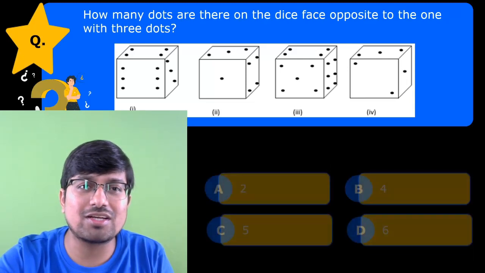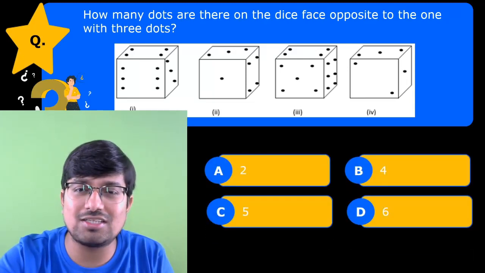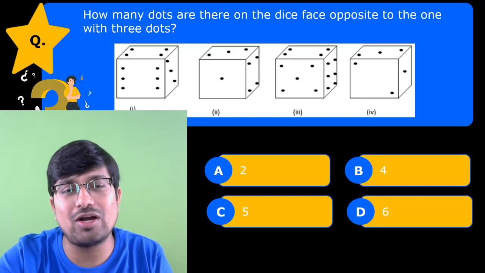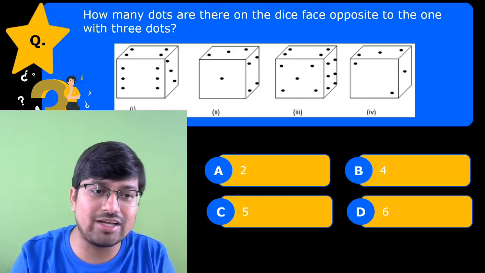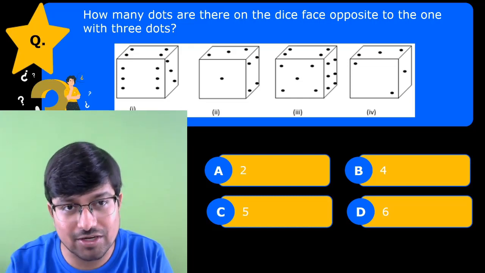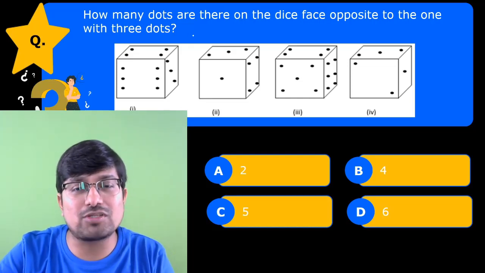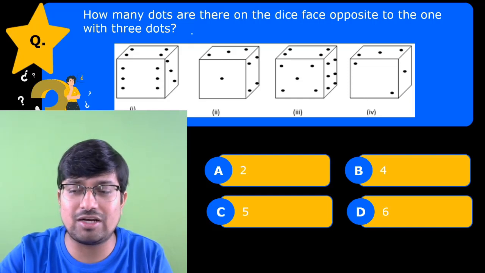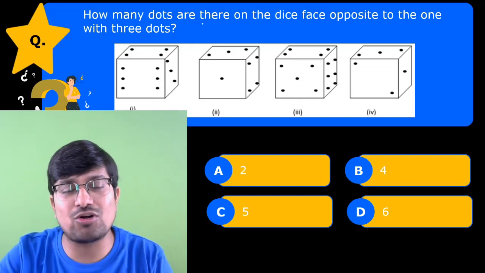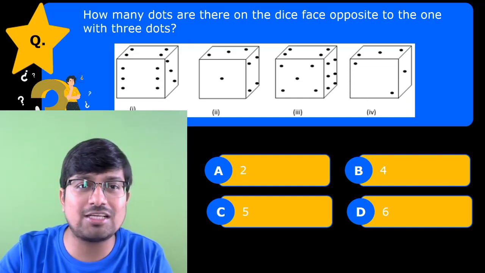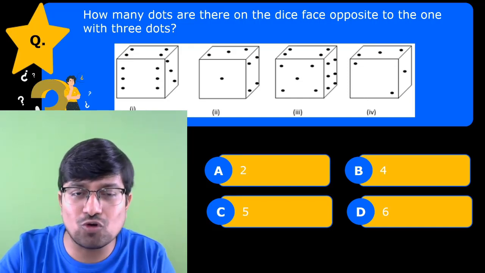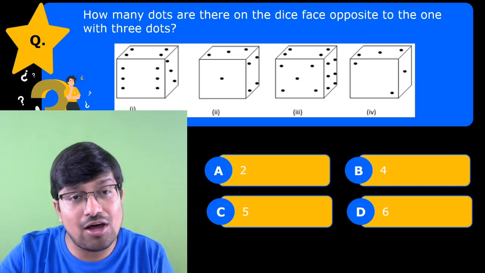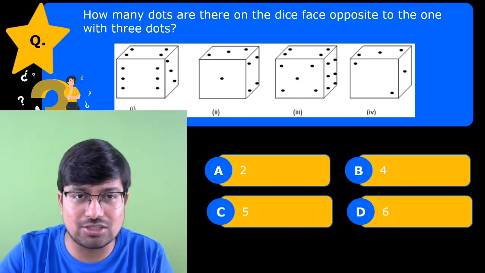Now the question is, how many dots are there on the dice face opposite to the one with 3 dots? My dear students, let me tell you very clearly and very specifically. If 2 or more positions or images of the same dice have been given, and they have exactly 2 common faces, then the uncommon faces shall be opposite to each other.